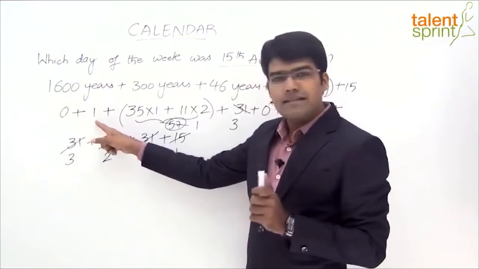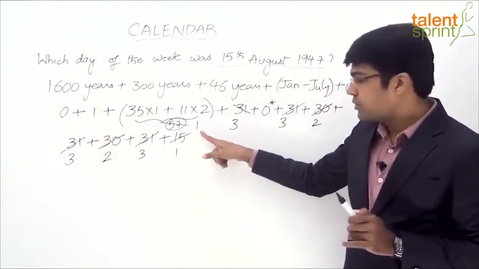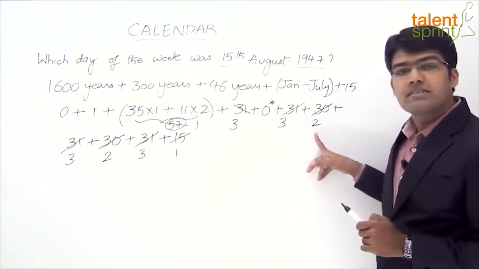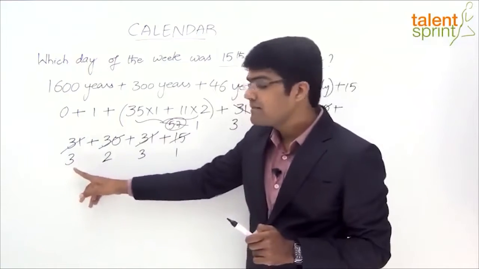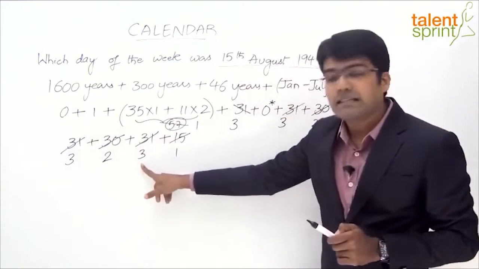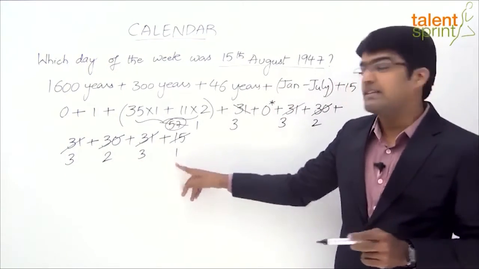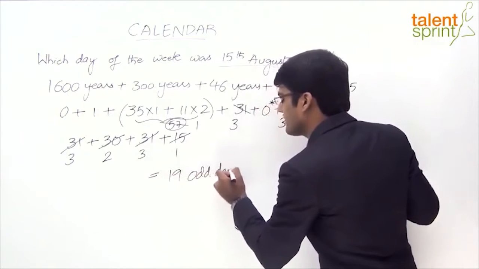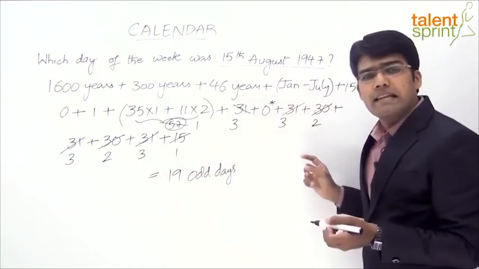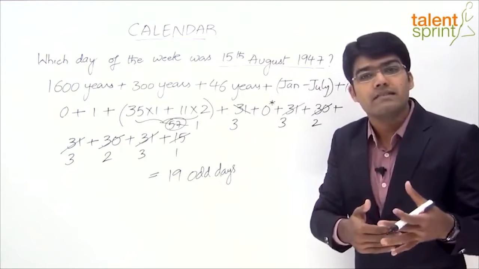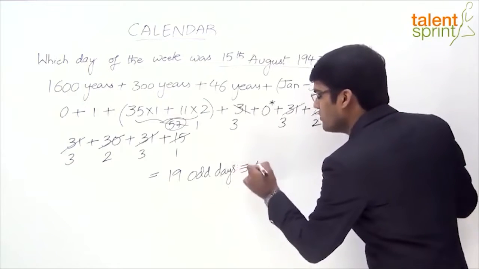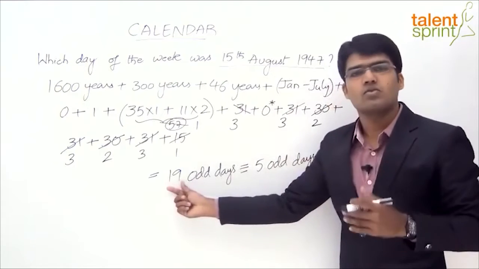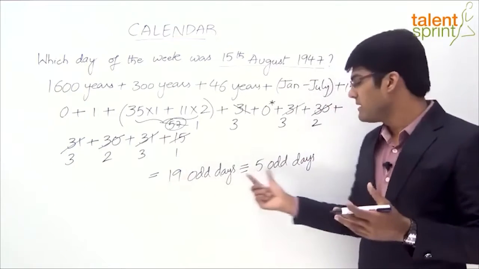So 0 plus 1 is 1, 1 plus 1, 2, 2 plus 3 is 5, 5 plus 3 is 8, 8 plus 2 is 10, 10 plus 3, 13, plus 2, 15, plus 3, 18, and plus 1 is 19. So we can say total there were 19 odd days. But again, 19 odd days can be taken as 2 complete weeks plus 5 days. So this is equivalent to 5 odd days. Yes or no? 19 days is 2 complete weeks plus 5 days.